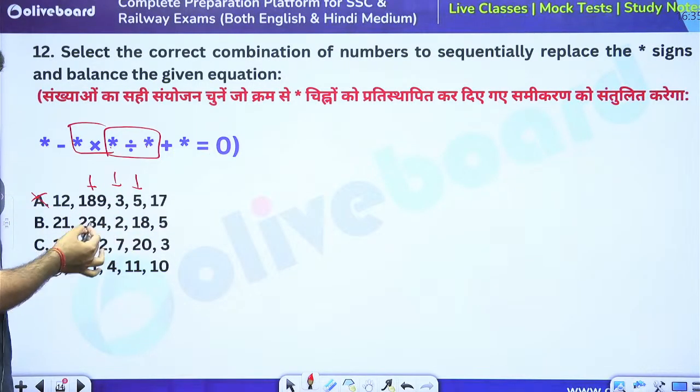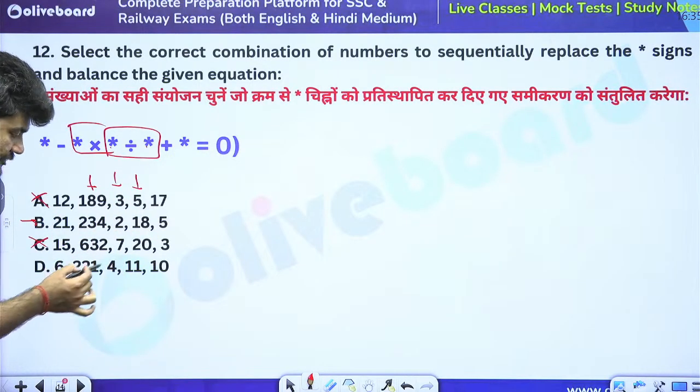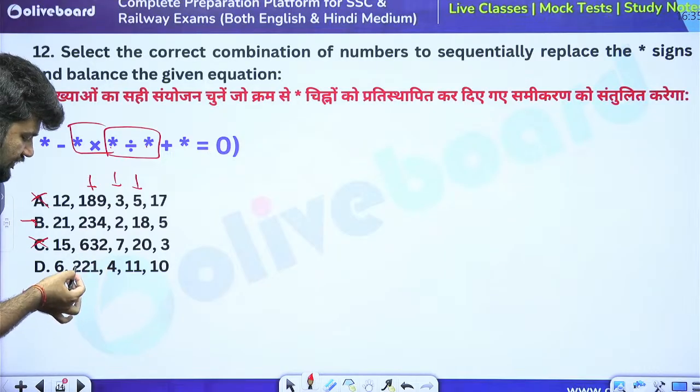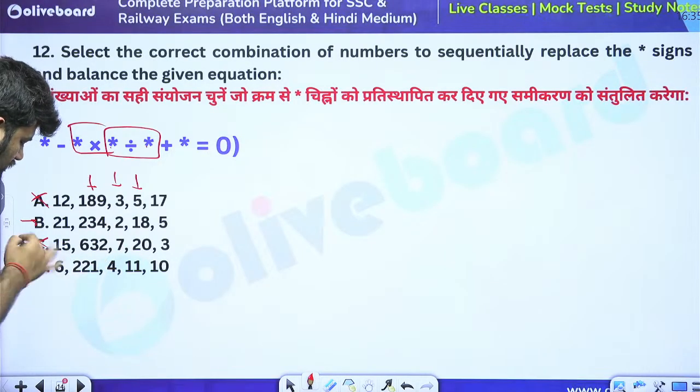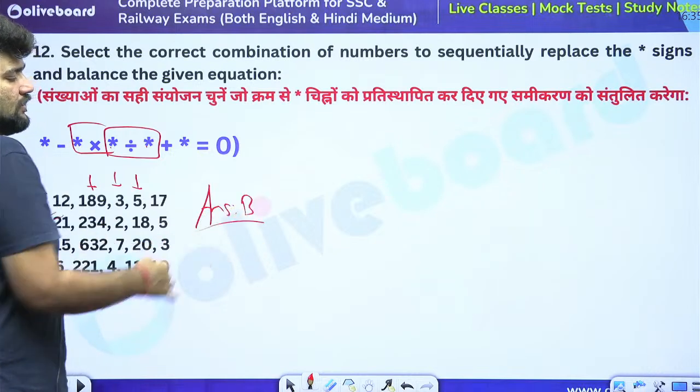2 divided by 18 and 234 is making sense. So, keep it right now. 7 divided by 20 and 632. Still not making sense. So, cancel out. 4 divided by 11 and 221. This is not divisible by 11 also. Gone. So, right away you can select option B as the correct answer. Done and dusted. Don't bother.